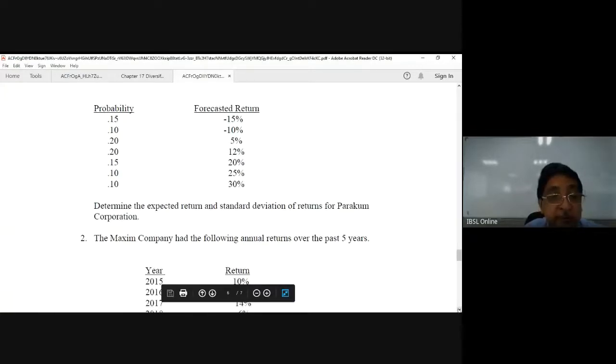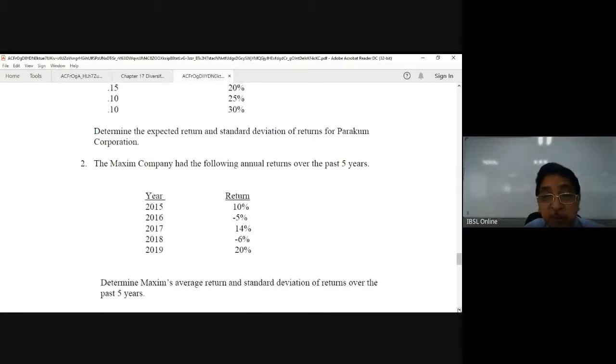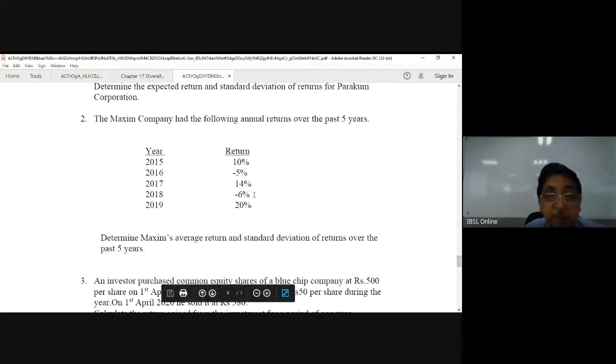Right, if you take the second question, the Maxim company had the following annual returns over the past 5 years. Now this is a simple one, so we need not consume time on that. You can get the average by adding everything up and dividing by 5, because there are 5 years taken into consideration. Standard deviation can be calculated by deducting the average return from each return, squaring it, getting the total, dividing it by 5 and taking the square root. Then you get the standard deviation also.